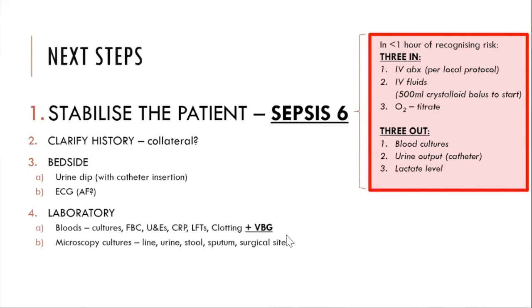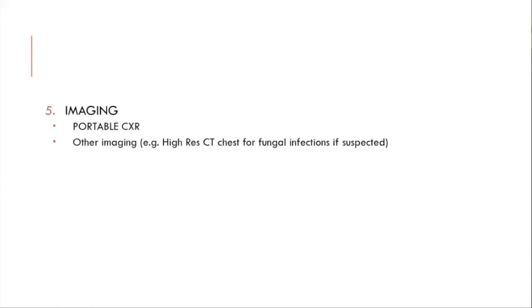Laboratory-wise, absolutely. So bloods and cultures, and this is really important. You want to think about culturing the line. If you have a strong suspicion it's a line, then you might think about taking the line out and swabbing the line, and then needing to put a new line back in. Also urine culture, stool, if you think that there's any diarrhoea, sputum if there's cough, surgical site swab if you think that's what's causing it. And then the other things are some imaging. So portable chest x-ray is always helpful. You might think about more specific investigations, but generally won't be in the emergency room that you do these.